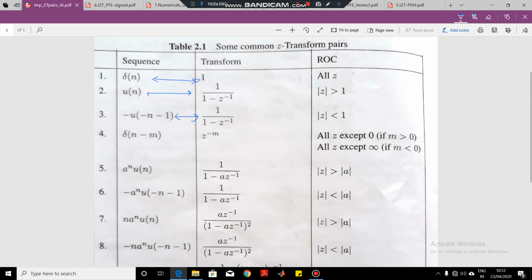But when I specify that the z transform is 1 upon 1 minus z raised to minus 1 with the ROC mod of z greater than 1, then it has to be this signal only, it cannot be this signal. Similarly, when I specify mod of z less than 1 as a ROC, then it has to be this non-causal signal, it cannot be a causal signal. That's why it is so important that whenever we write the z transform, we should write the ROC. If you don't write the ROC for a z transform, then that z transform has no meaning at all. So we have to remember this. Whenever there is a causal signal or a non-causal signal, we write the z transforms, and we write their ROCs. ROCs are very, very important.